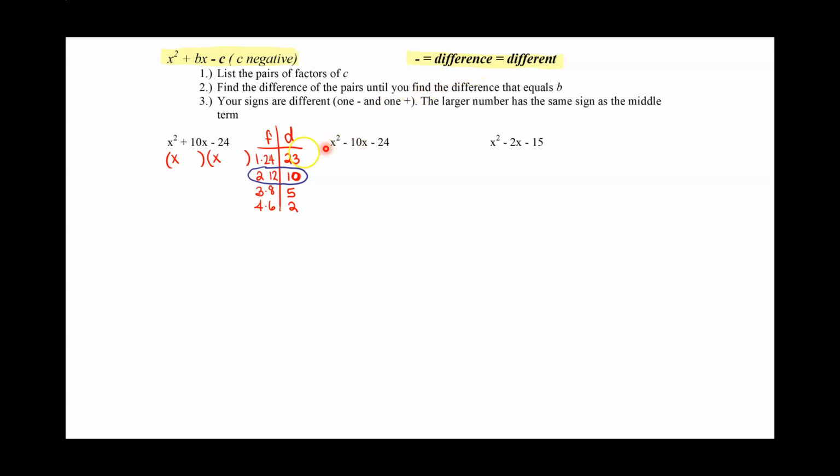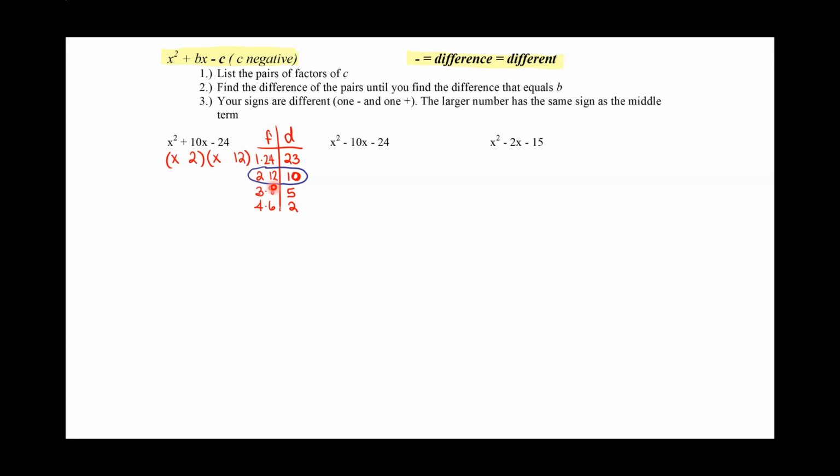So the difference between 1 and 24 is 23. The difference between 2 and 12 is 10. The difference between 3 and 8 is 5. And the difference between 4 and 6 is 2. So I'm trying to find, remember, this middle term to be 10. So here's my 10 right here. That comes from my 2 and 12. So you can see I'm getting a totally different pair this time when that constant sign is negative.